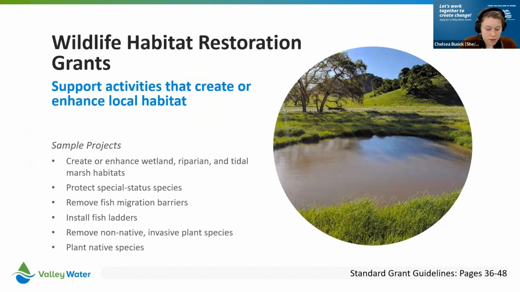Our next grant opportunity is the Wildlife Habitat Restoration Grants. They're for activities like creating or enhancing wetland, riparian and tidal marsh habitat, protecting special status species, removing fish passage impediments, removing non-native or invasive plant species, and planting native species. We encourage you to look at the One Water document and other referenced documents in the criteria for this project that are also attached in the guidelines.